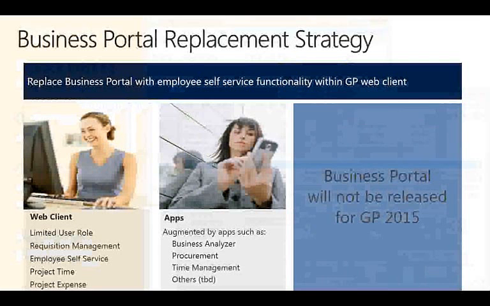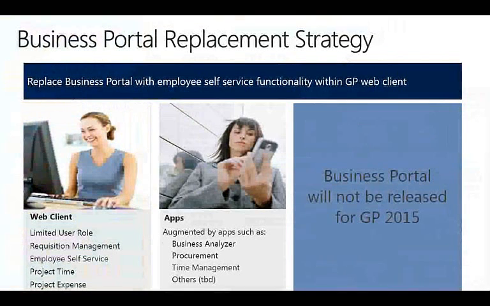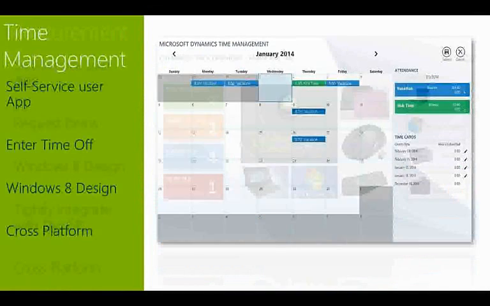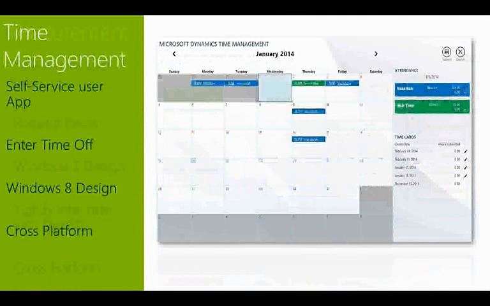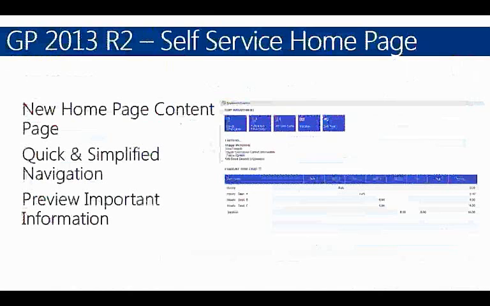One of the items that's coming up, and it's supposed to be out later this year, is Microsoft is releasing apps to replace a lot of the web functionality that was in Business Portal. So right now the apps that are scheduled for release are a procurement app as well as a time management app that people would be able to enter their time, view their time cards and whatnot through an app on their phone or through other means. So they have added the ability to have that home page. Again, users would have to log into GP. It would use a limited user license, not a full GP user.